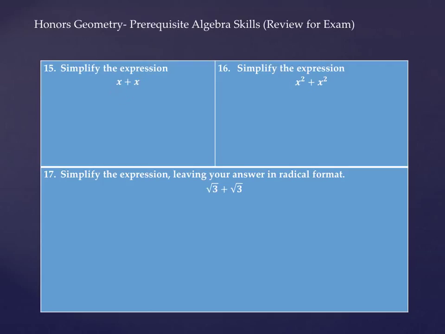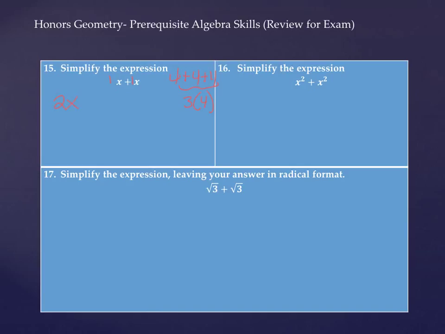repeated addition. So let's just take something simple for a second. What if I had 4 plus 4 plus 4? That's repeated addition of the same number, and we know that we can rewrite that as multiplication. That would be 3 4s, or 3 times 4. Well, this is no different here in this problem. X plus x is repeated addition. We really have 1x plus 1x, and that's 2x.